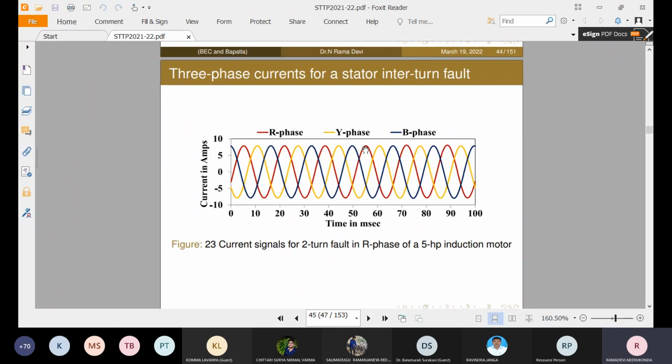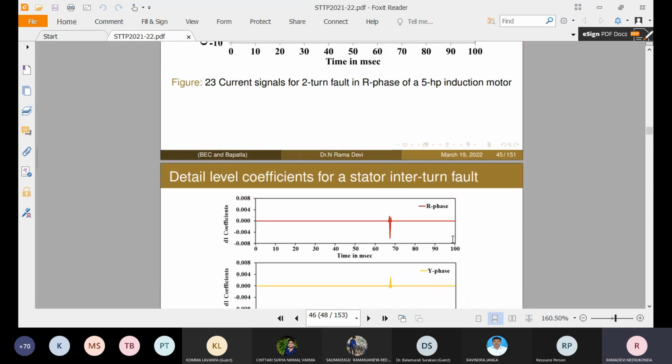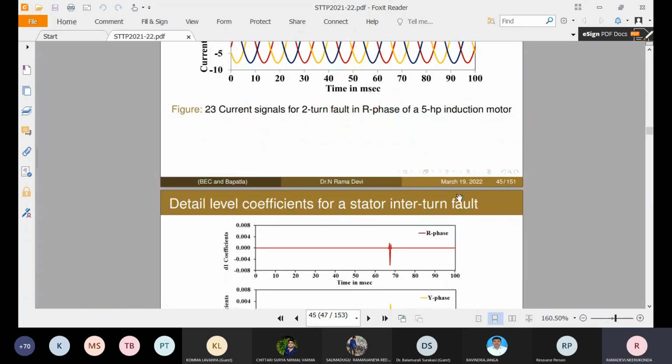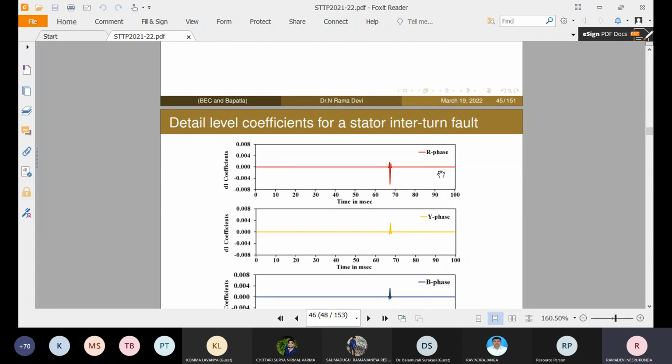Because of the fault in the R phase, the current value slightly rises. But from observation of the waveform, we can't predict that variation because it's an incipient, low-turn fault. Incipient faults cannot be visualized in the time domain. Because of that, we need a time-frequency domain analysis for finding the fault disturbance value and its location. So we analyze the signal under wavelet transform.